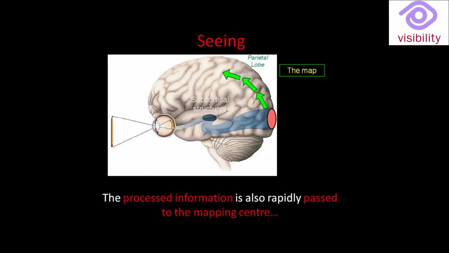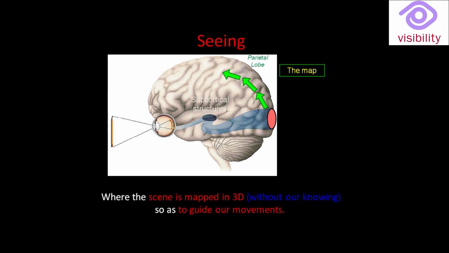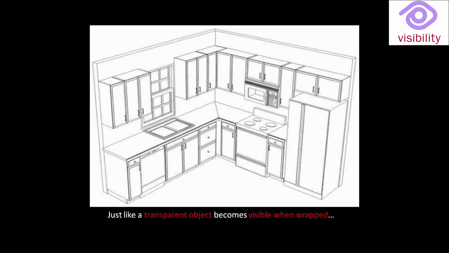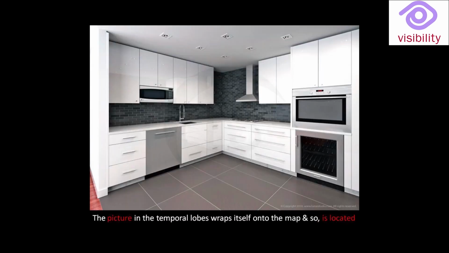And then the processed information is also rapidly passed to the mapping centre at the same time as it's being passed to the library, where the scene is mapped in 3D without us knowing. We do not know that we are mapping the world in 3D, so as to guide our movements. So it's just like a transparent object which becomes visible when it becomes wrapped. So the picture in the temporal lobes wraps itself onto the map, and so it is located.